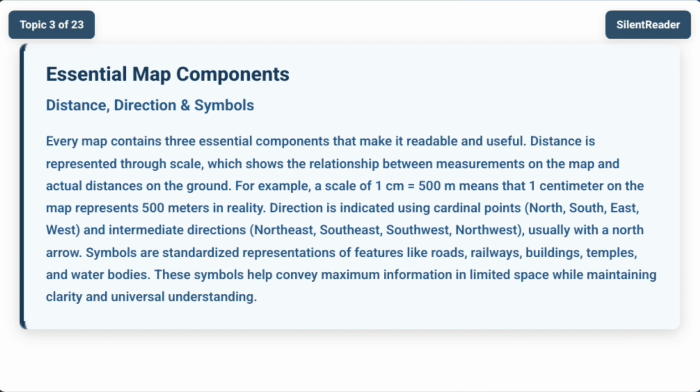Direction is indicated using cardinal points north, south, east, west, and intermediate directions northeast, southeast, southwest, northwest, usually with a north arrow. Symbols are standardized representations of features like roads, railways, buildings, temples, and water bodies. These symbols help convey maximum information in limited space while maintaining clarity and universal understanding.